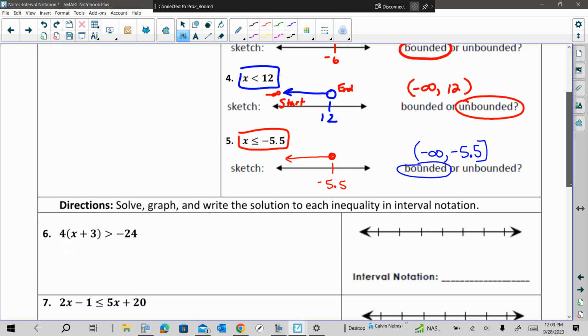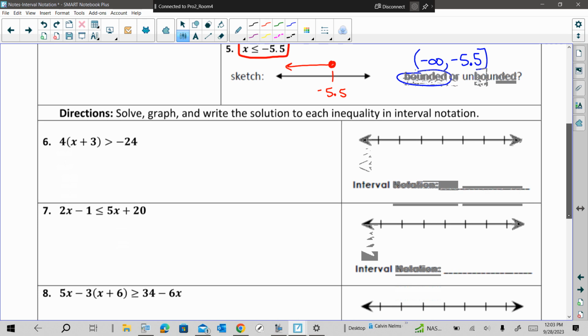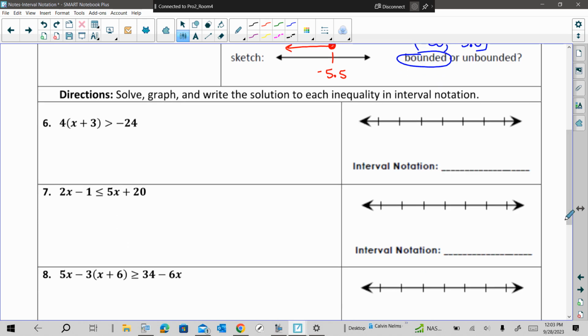All right, so now we're just going to put it all together. Use our previous skills for solving equations or inequalities, it's the same steps. Graph it, and then do our interval notation. So number 6 here, because I see parentheses, the first step is to distribute. The new inequality would be 4x plus 12 is greater than -24.